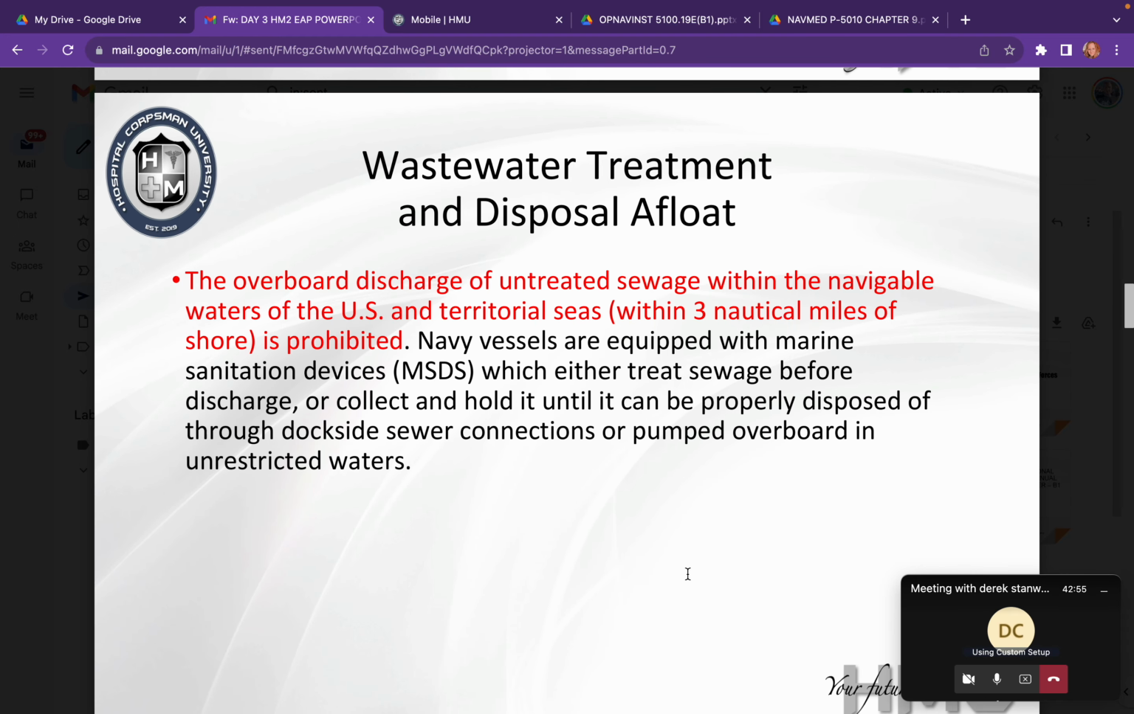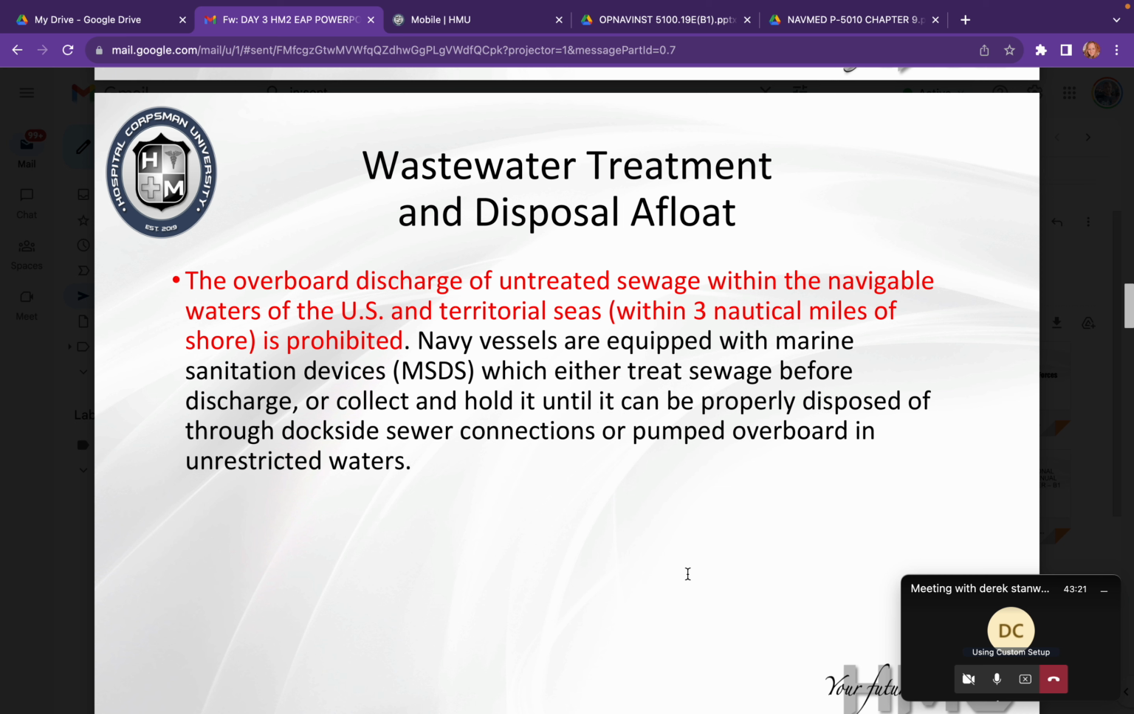The overboard discharge of untreated sewage within the navigable waters of the U.S. and territorial seas is prohibited. So know that within 3 nautical miles of shore, that's like the zone from the beach to 3 miles out, you can't dump any water in the area.